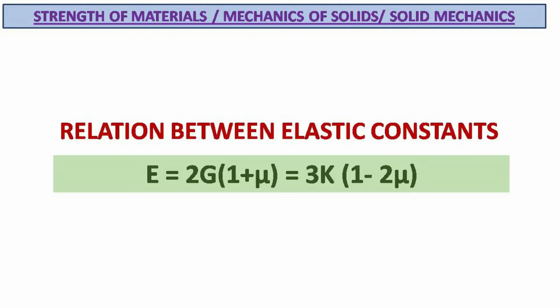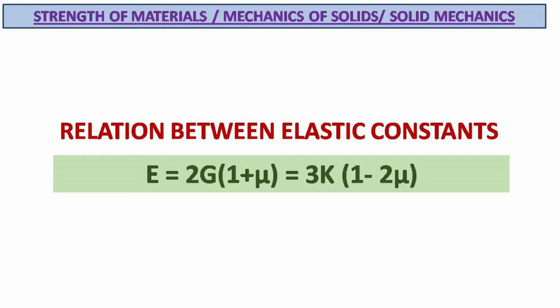Slide 10. In this slide we will see the relation between the elastic constants. We have four elastic constants, which are modulus of elasticity or Young's modulus, E, modulus of rigidity or shear modulus, G, bulk modulus, K, and Poisson's ratio, mu. The relation between all the four elastic constants is given by E equals 2G times 1 plus mu, which is also equal to 3K times 1 minus 2 mu.